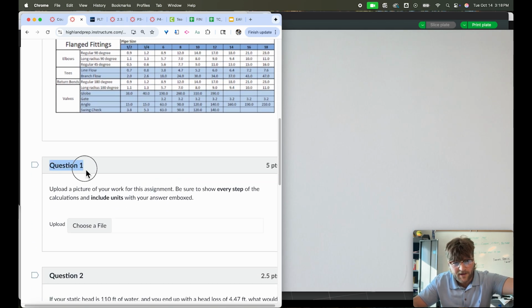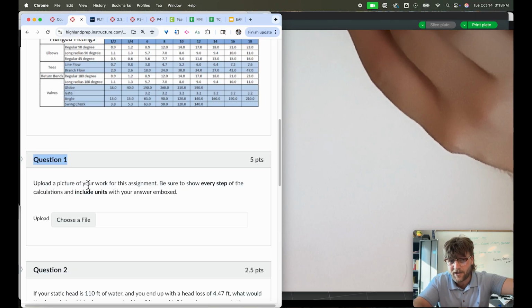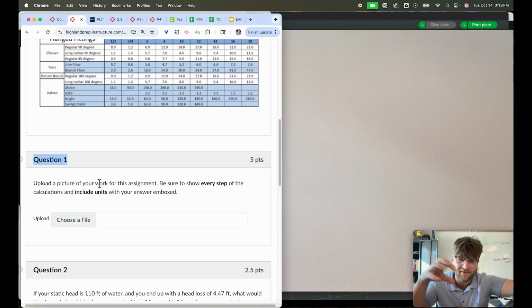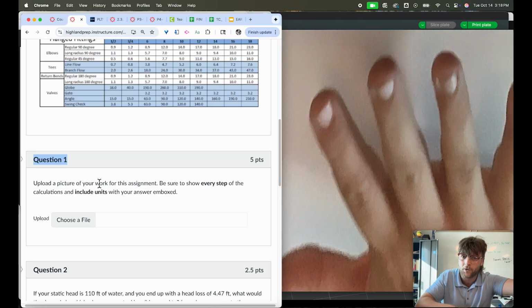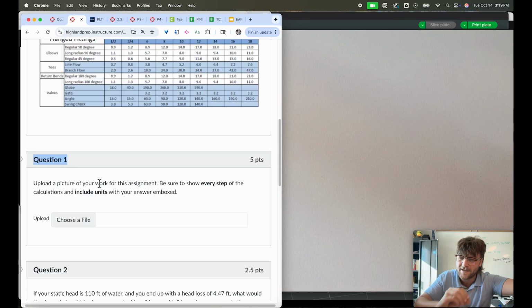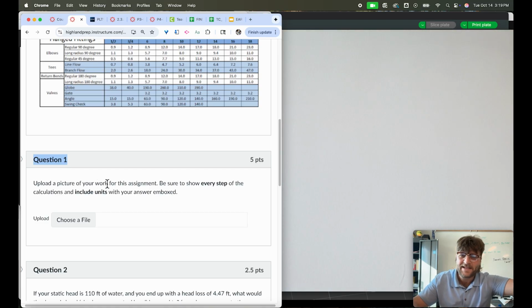Last thing I want to point out before we crack down on some of these problems is we're going to end up uploading a picture of your work for the assignment after you are completed. I'm going to be showing you all how to document your work really well. You want to make sure that we're documenting every single step of the calculations, but also that we're including units with our answer, and that we box the answer. All right, so without further ado, let's get down to business.